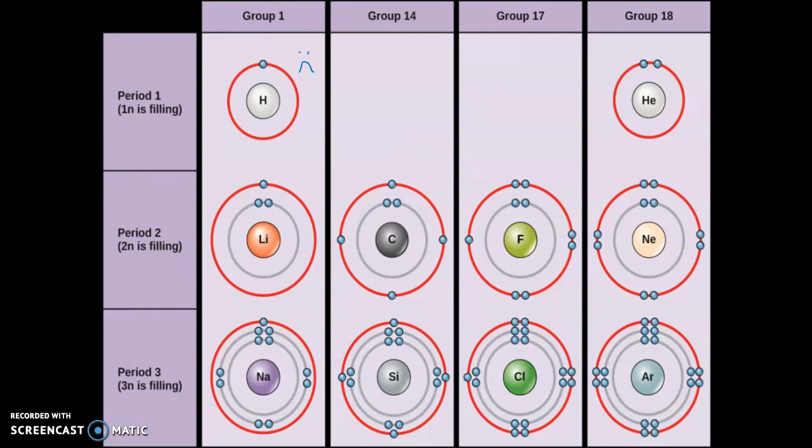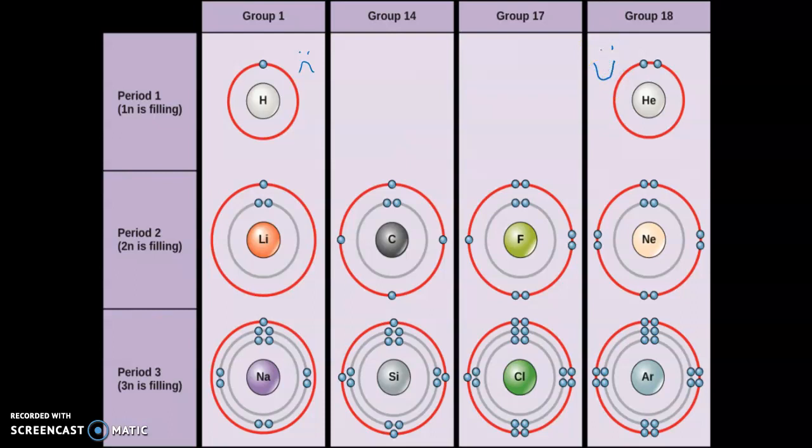Helium over on the far right is in group 18, which normally means you would have 8 valence electrons, but helium's an exception. It only uses the first energy level, so it only needs 2 to become stable. Its atomic number is 2, so it's happy. You can see that it's filled. So this is a stable atom.